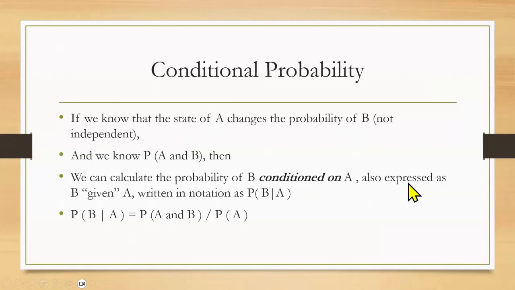We're also going to say B given A, and the notation for writing it is capital P, and then in parentheses, capital B, then this vertical line, I think it's called a pipe in computer programming, and then the A goes after it. That B vertical line A is what we're finding the probability of.